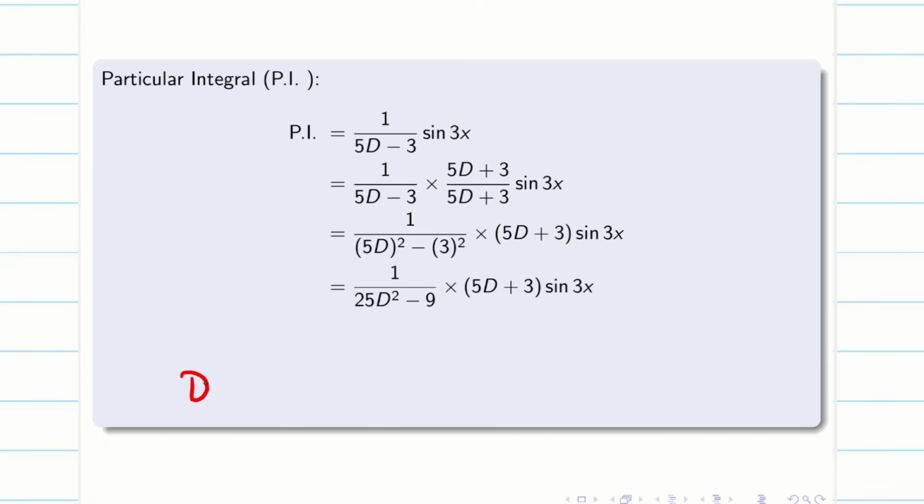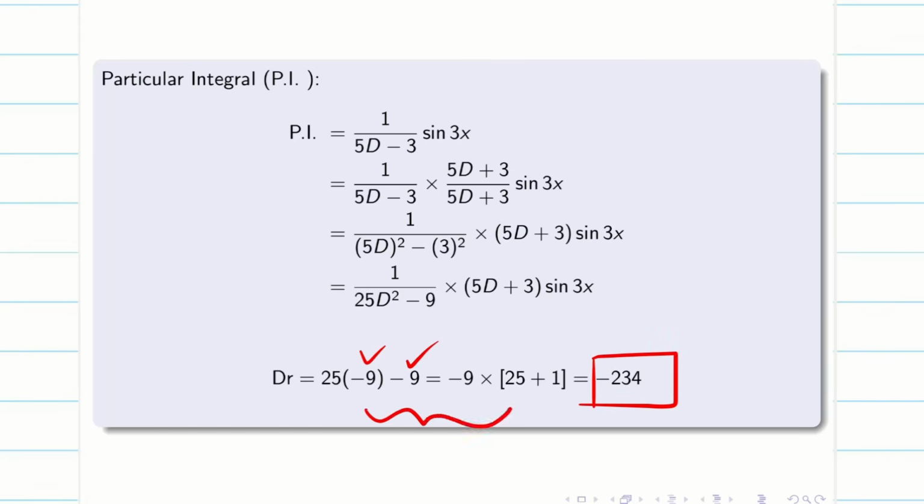Now again calculate the denominator. We know d square is minus 9. There is no change. So 25 into minus 9 minus 9. I'll just take this minus 9 outside. So I'll be getting 25 plus 1, 26. You get minus 234. It is not needed, students. This is for my reference. You just use your calculator, get the solution. So my denominator is not equal to 0. Thank God the problem gets over.